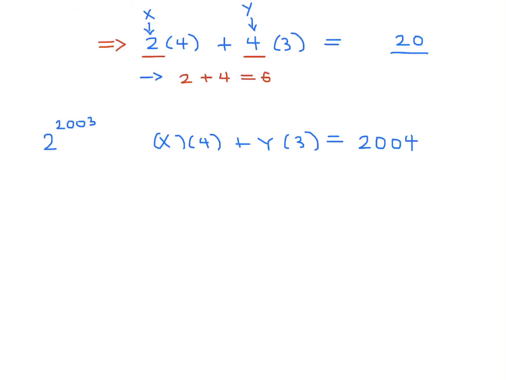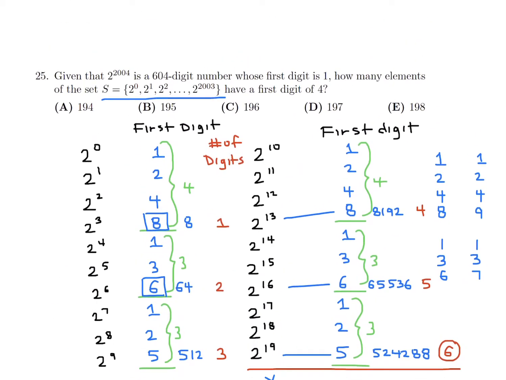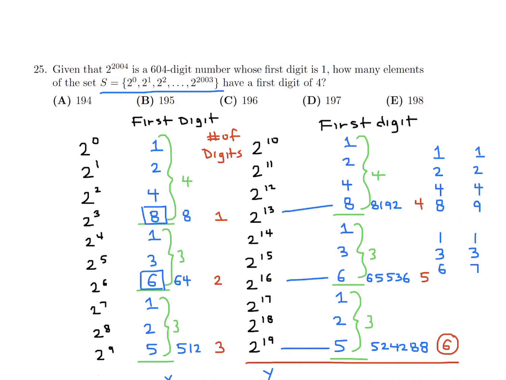Okay, and then we also figured out this little neat formula that x plus y is equal to the digits in the very last one. Okay, now do we know that? Well, here we know it's 6, but what's the number of digits in the very last one? They tell you in the question. Well, they tell you some of it. 2 to the power of 2004 is a 604-digit number. Okay?